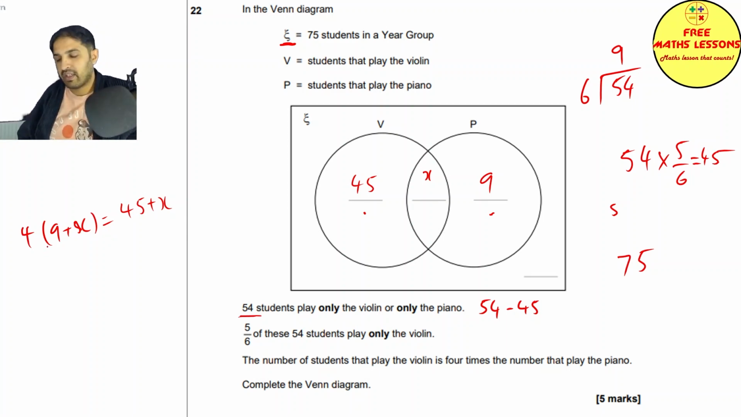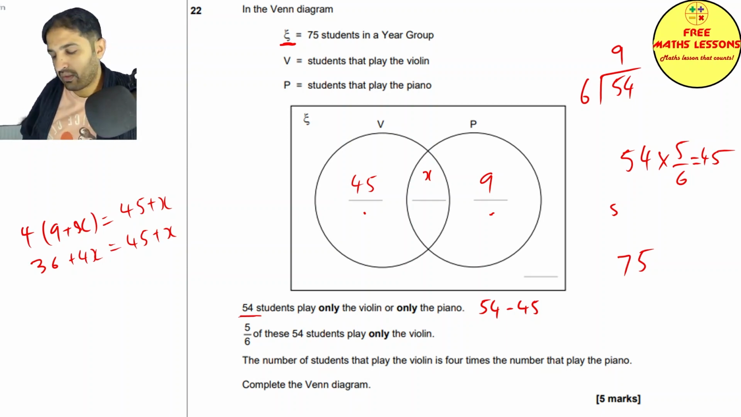Okay, so we expand the brackets, we get 36 plus 4x. So 36 plus 4x should be equal to 45 plus x. And you have x's on both sides, we can solve that equation easily. Okay, so take away x from both sides.